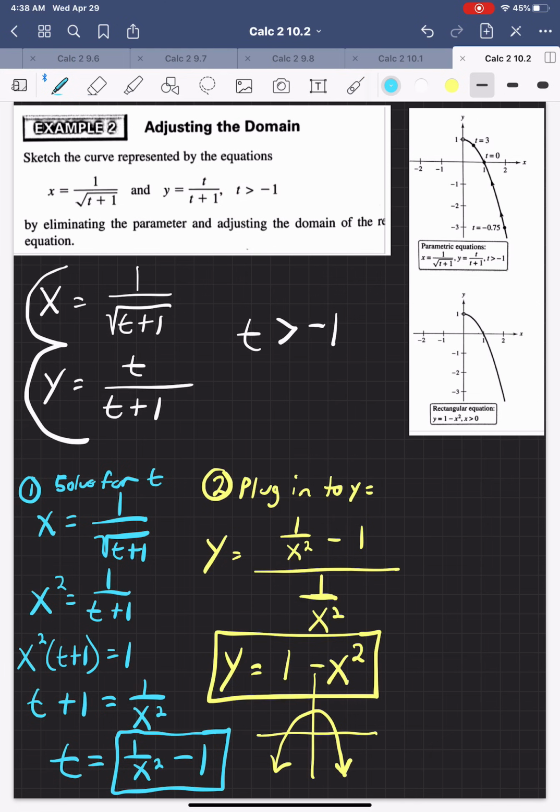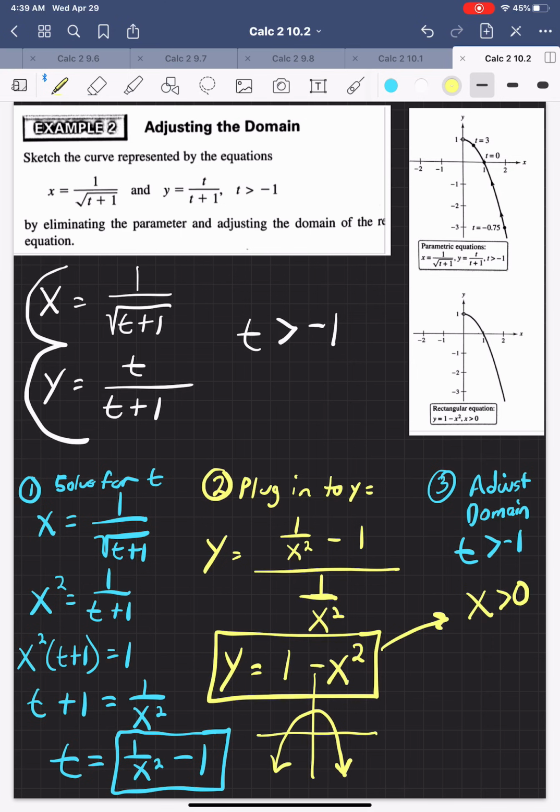So that third step is adjust your domain. Because the original said t is greater than -1. They gave us a domain restriction, but now we give this equation to our client. Can your client just plug in anything they want for x? No. Well, what can they plug in for x? Let's tell them. So in this case, x, to produce the same graph, would have to be greater than 0. So since t has to be greater than -1, x would have to be greater than 0.